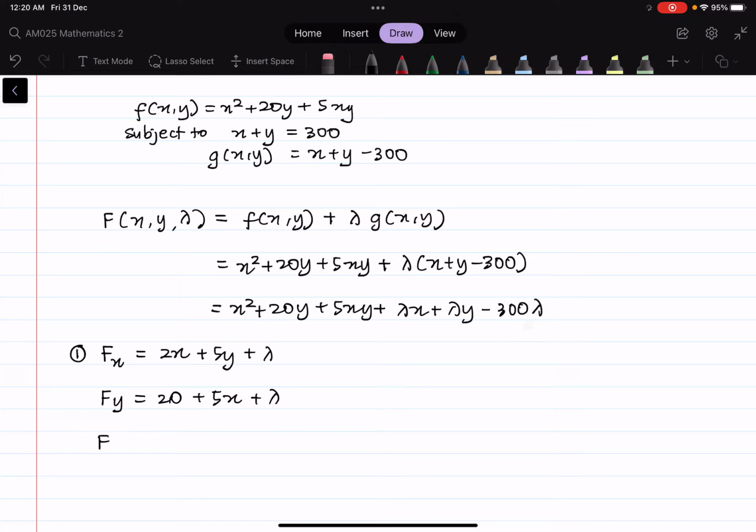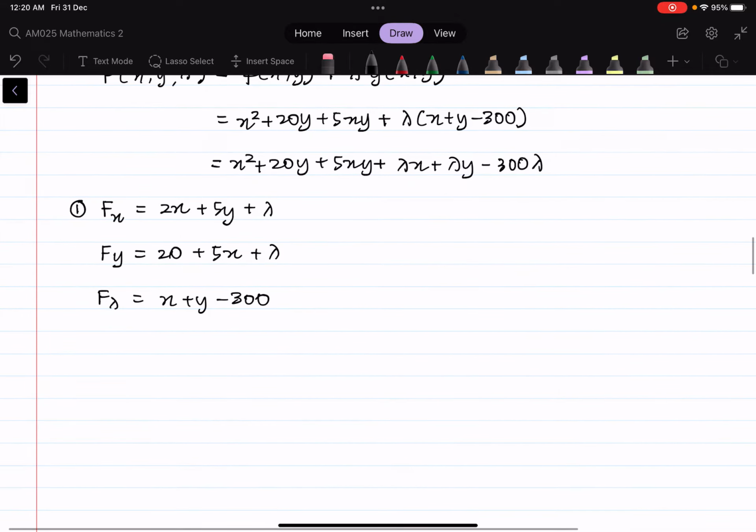Now f sub lambda. If you differentiate lambda times x plus y minus 300, you get x plus y minus 300, or you may simply copy down the constraint x plus y minus 300. So the second step is we're going to find the values of x, y, and lambda by setting f sub x, f sub y, and f sub lambda equal to 0.